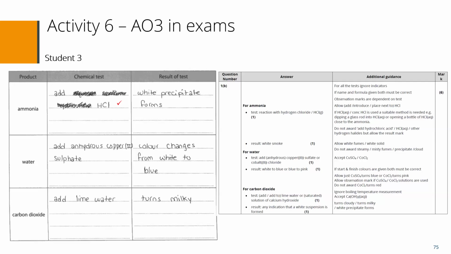Actually, white precipitate, white fumes do not award white precipitate. So they can't have white precipitate. It quite clearly says in different guidance, do not award white precipitate. That's, of course, because a precipitate is an insoluble solid that's formed in aqueous solution. And this is not being formed in aqueous solution. So precipitate is not accepted.